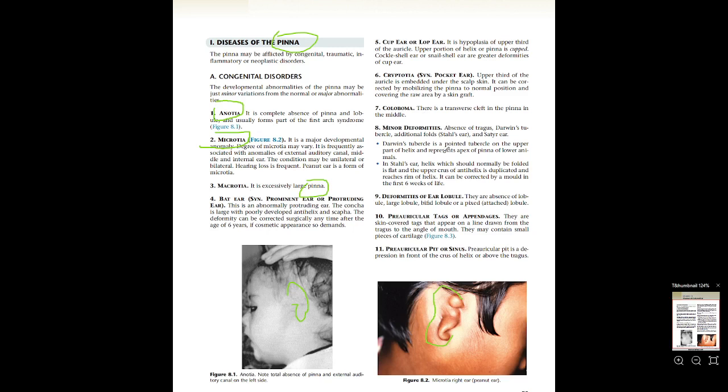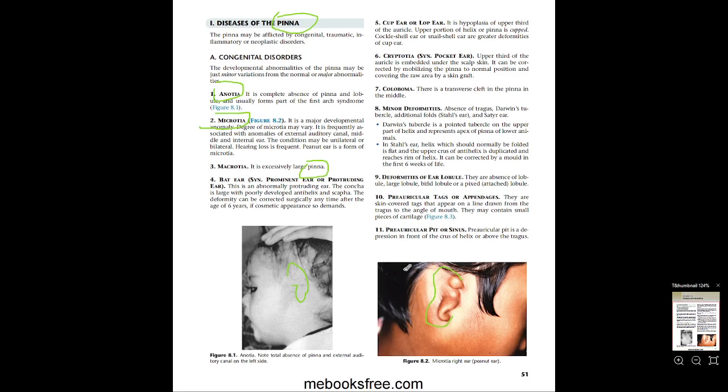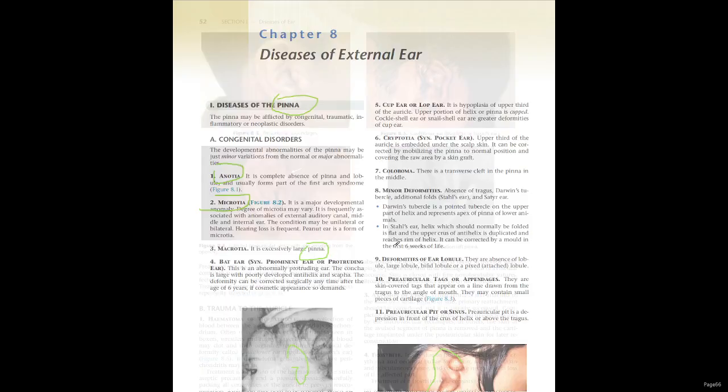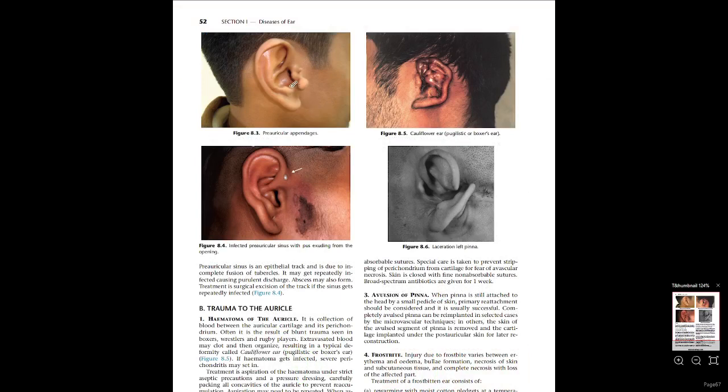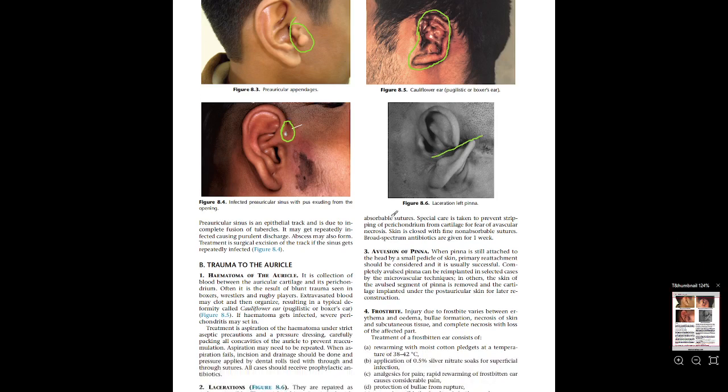Then there's the important one. Here you go, this is appendages. This is an appendage. This is cauliflower ear, or pugilistic or boxer's ear, due to trauma. This is an infected periauricular sinus, and this is pus flowing outside. And this is a laceration due to some cut or trauma.